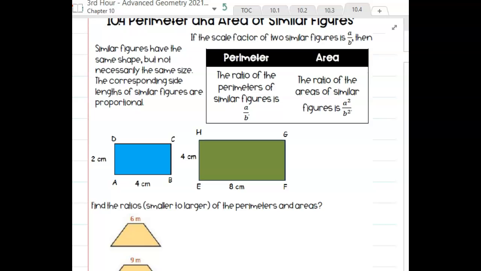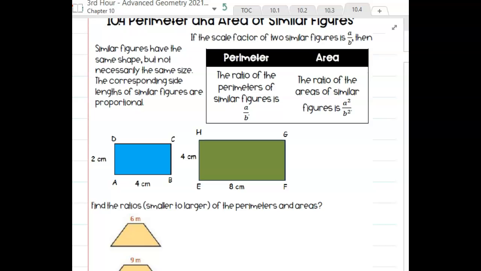So what that means is that if you take this left side on the blue rectangle and write it as a ratio to this left side on the green triangle, it'd be 2 to 4. And if you reduce that, you get 1 over 2. So the ratio 1 to 2, that ratio from this side length to this side length is always going to be 1 to 2. Meaning this rectangle is always going to be twice as big.